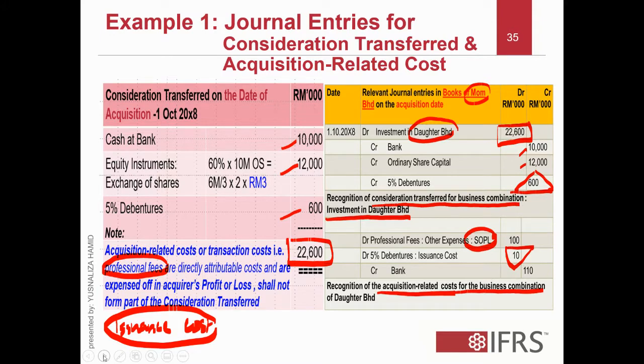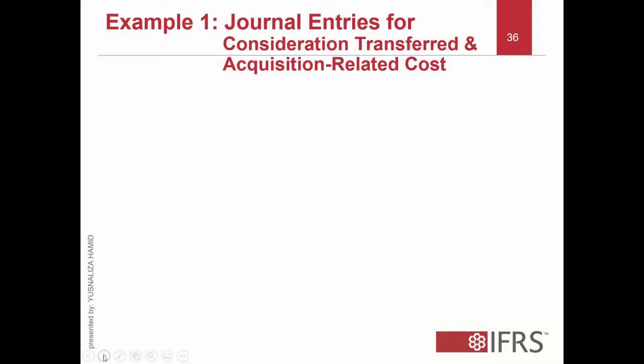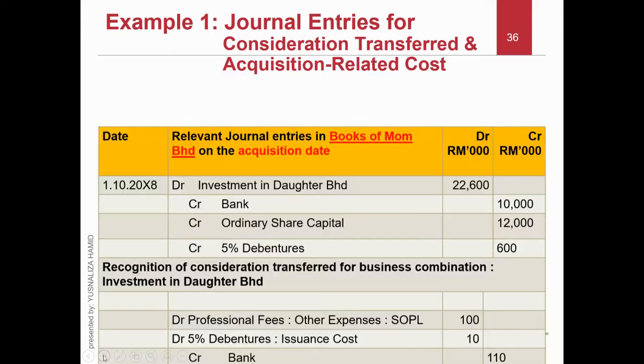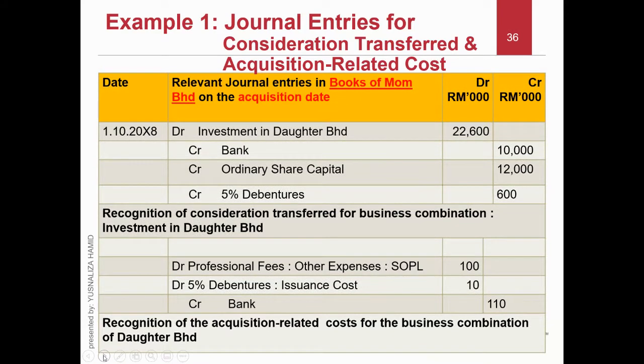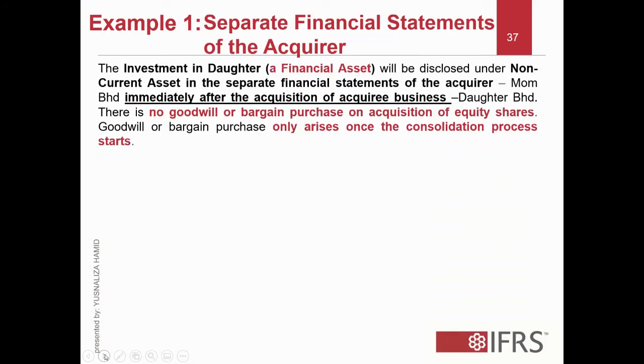Let's see what the impact is in the financial statement of Mom. There is no consolidation that has taken place because we have not even dealt with MFRS 10 yet at the moment. So this is just the journal entries relating to the acquisition of investment. And these are the bigger version of it, right? And let's look at the impact in the separate financial statement of the acquirer.